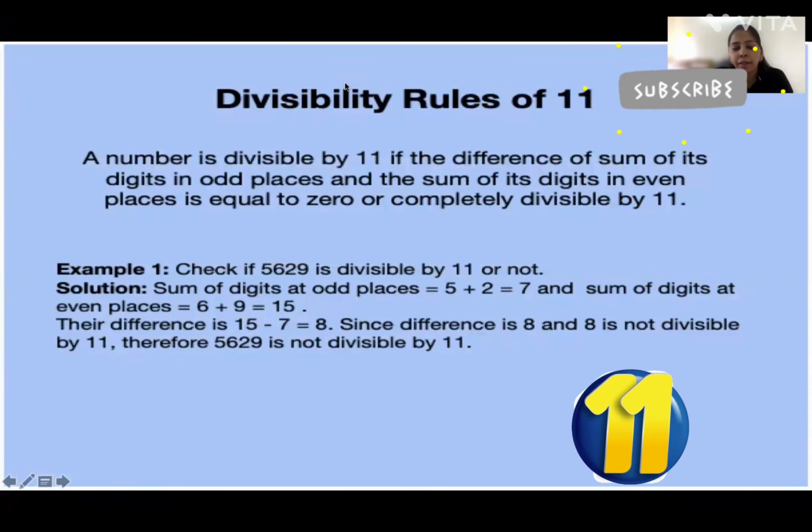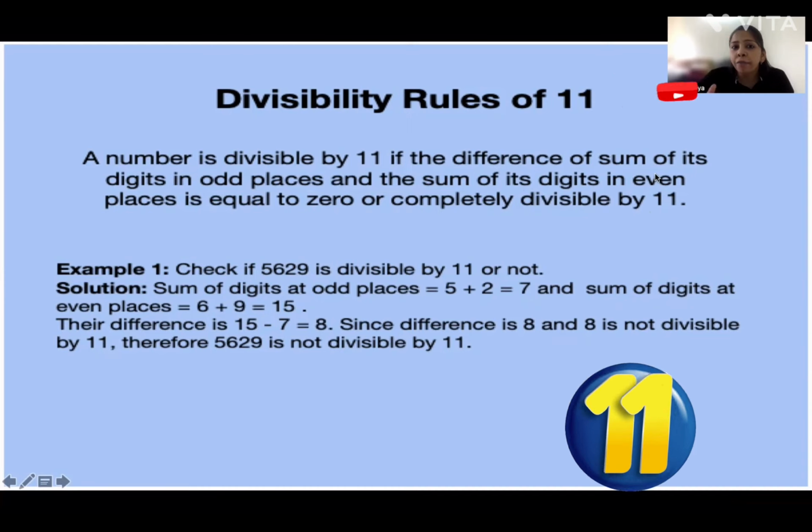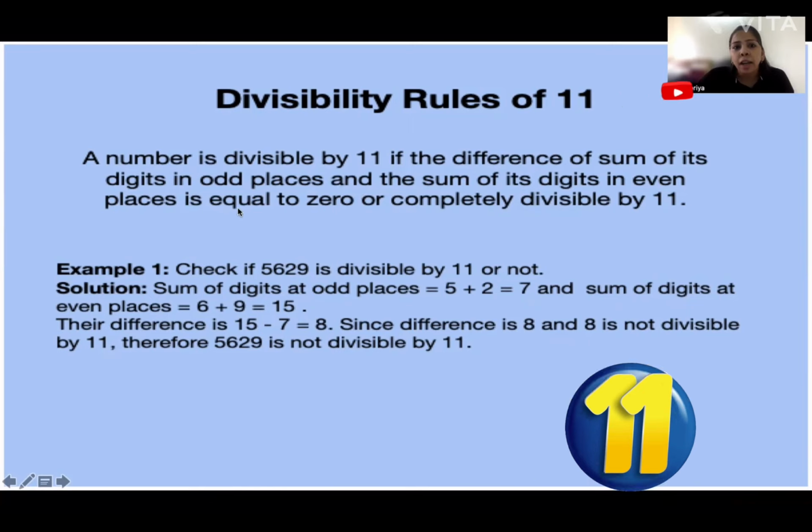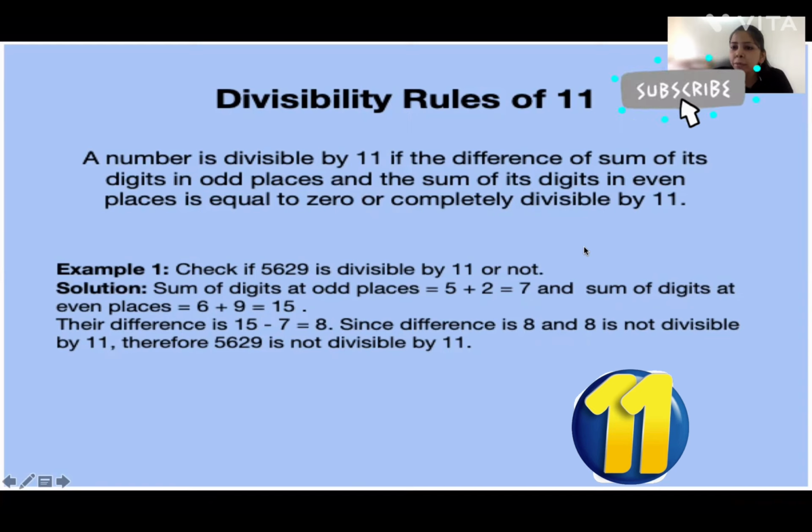Next one is divisibility rules of 11. A number is divisible by 11 if the difference of the sum of its digits in odd places and the sum of its digits in even places is equal to 0 or completely divisible by 11. And what are odd places and even places? Like here, 1, 3, 5 are the odd places, but 2, 4, 6 are the even places.